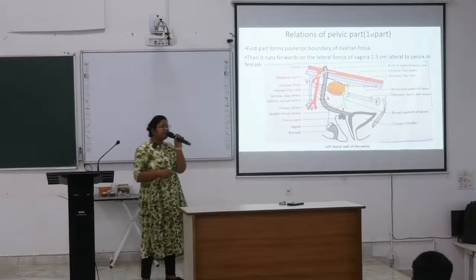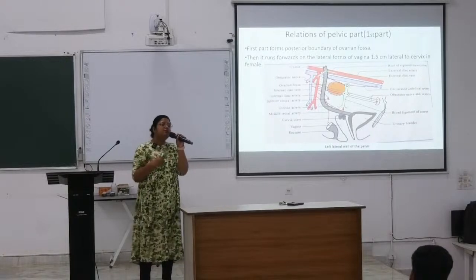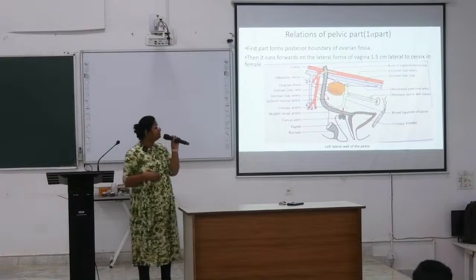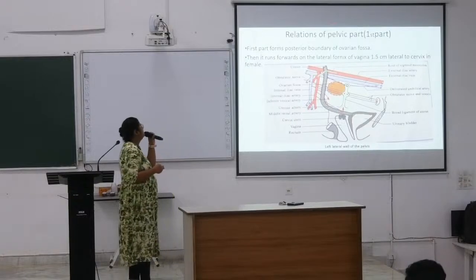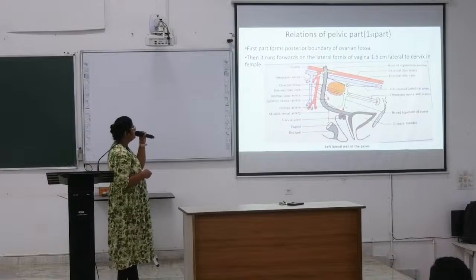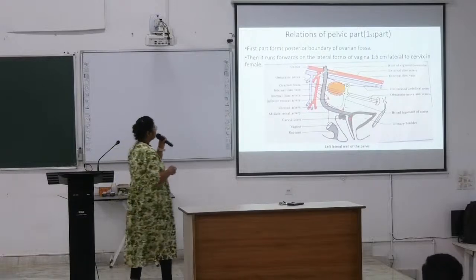The pelvic part is also divided into 3 parts. First, vertical part, second, oblique or horizontal part, and third is the intravesical part. So we will discuss the first part or vertical part. First part forms the posterior boundary. This is the vertical part. Here is the oblique or horizontal part, and within the wall lies the intravesical part, the third part.